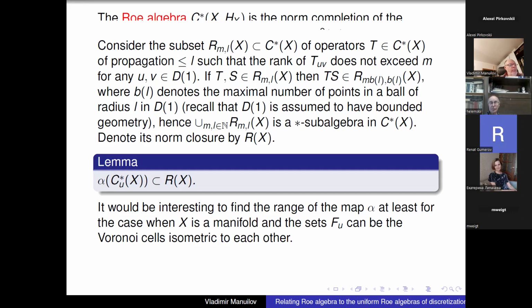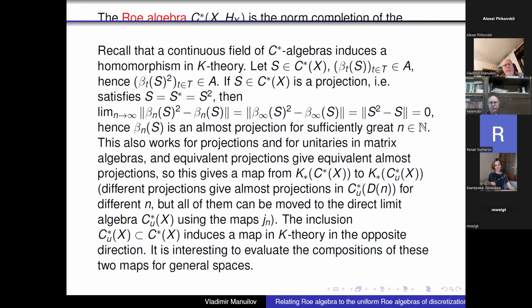And this R(X) can be viewed as a right definition for the uniform Roe algebra of non-discrete spaces. So the uniform Roe algebras were defined only for discrete spaces, and this way allows us to define something for non-discrete spaces, which behaves like the uniform Roe algebra.